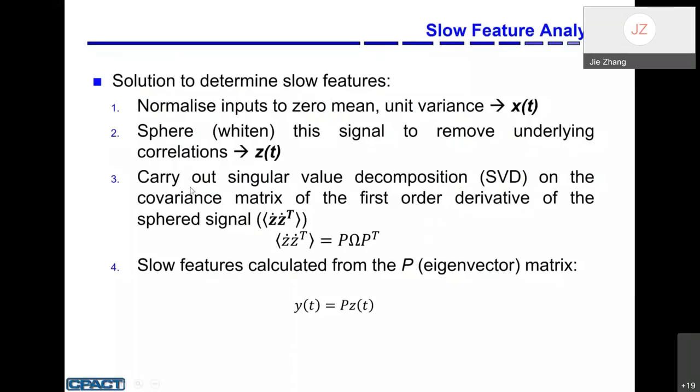Then the third step is you carry out singular value decomposition on the covariance matrix of the first order derivative of this sphered signal. Basically, this second step is trying to scale the data by the variance, by the eigenvalue.